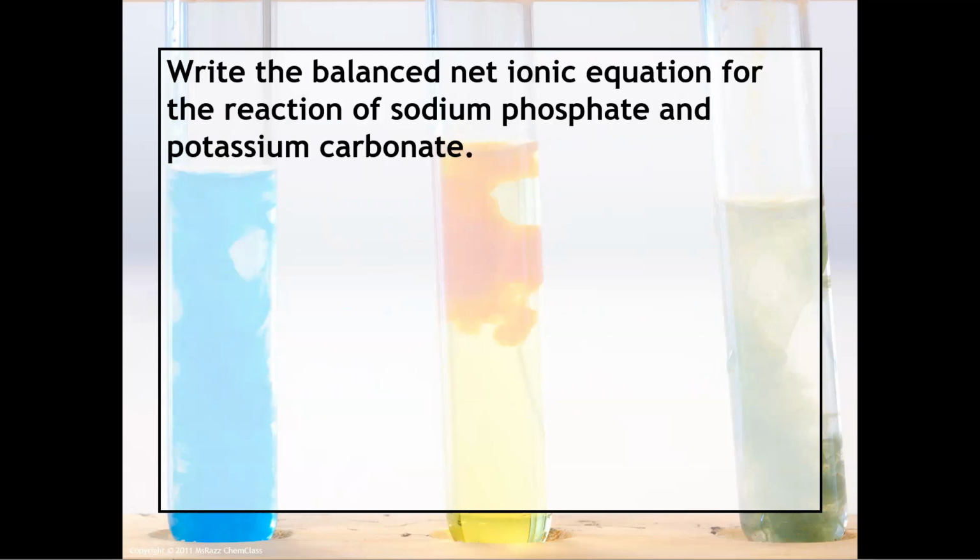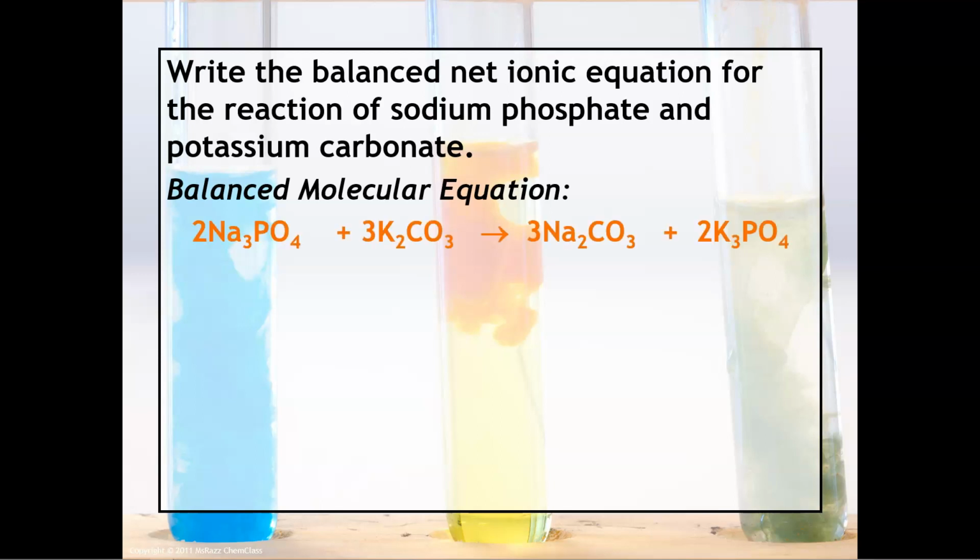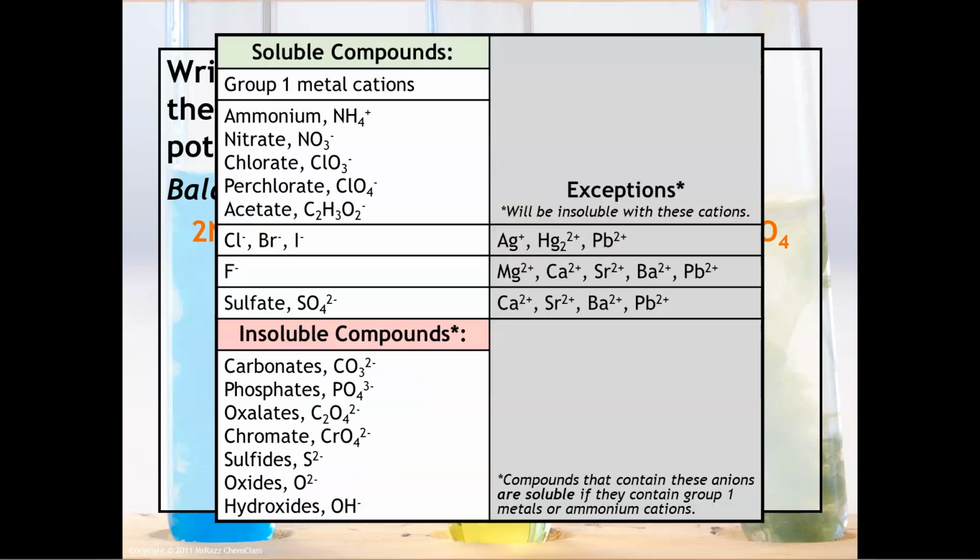I've got one more for you. So it says write the balanced net ionic equation for the reaction of sodium phosphate and potassium carbonate. So the balanced molecular equation will look something like this. Lots of coefficients in this one. And this one you want to be extra careful. So we're going to make sure that we look up each substance.